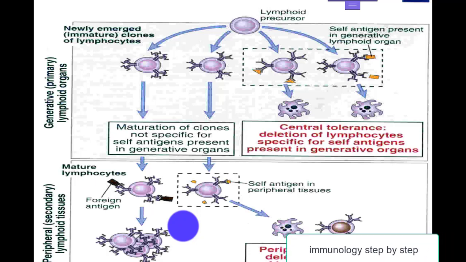Newly emerged immature clones of lymphocytes: maturation of the clone not specific for self-antigen present in generative organs, central tolerance, deletion of lymphocytes specific for self-antigen present in generative organs. Immune response to foreign antigens, peripheral tolerance: deletion or anergy of lymphocytes that recognize self-antigen in peripheral tissue.